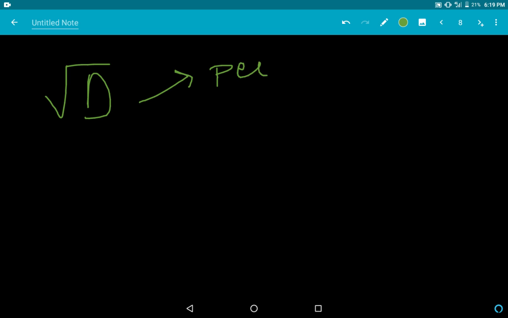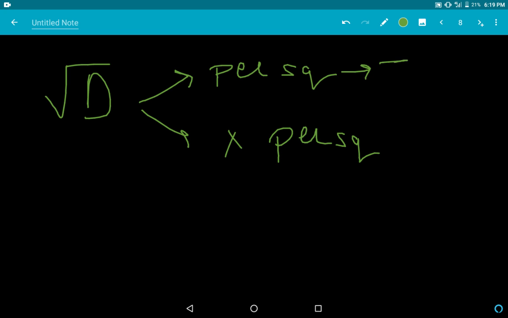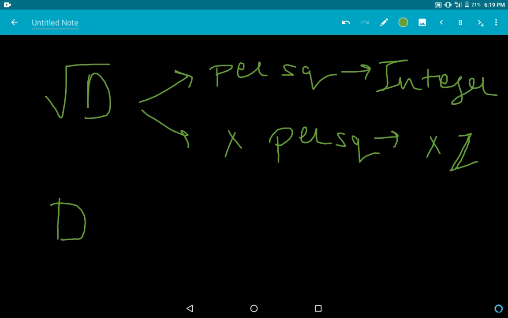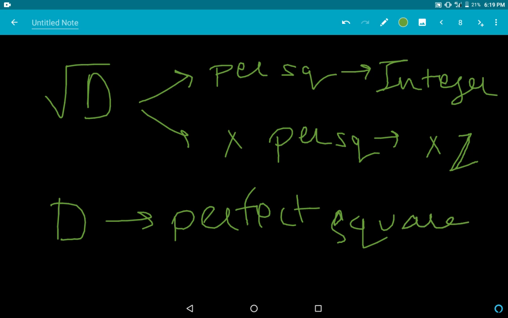Either it has to be a perfect square or not a perfect square. Understand? If it is a perfect square, it will lead to an integer. If not, it will not lead to an integer. So we can say that d has to be a perfect square. Understand, everybody? If d is not a perfect square, then the roots will never be an integer.